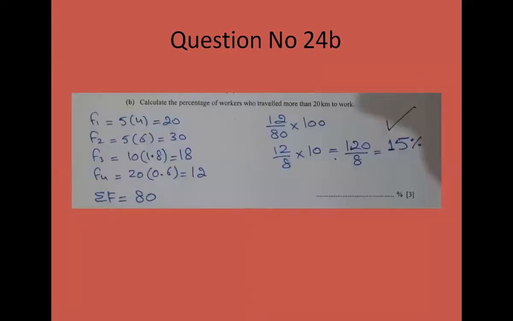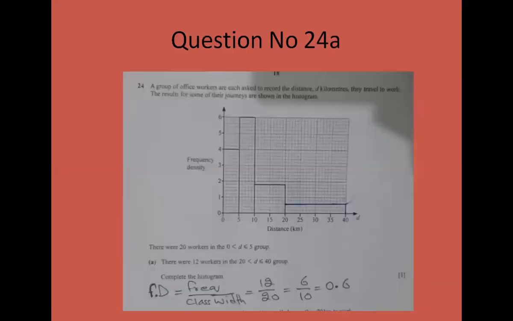Then the question is to calculate the percentage of workers who traveled more than 20 kilometers to work. I can find the frequency of the first bar, which I will call F1. The area of this bar is equal to the frequency. The area of this bar is equal to the second frequency, F2. The area of each bar represents the frequency.